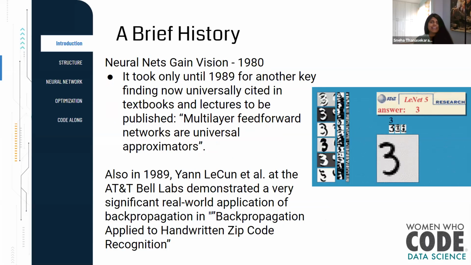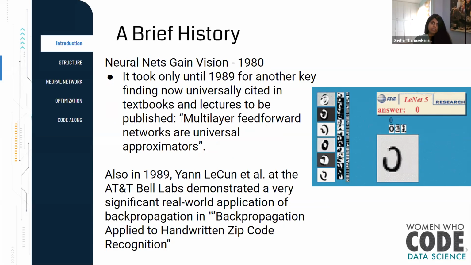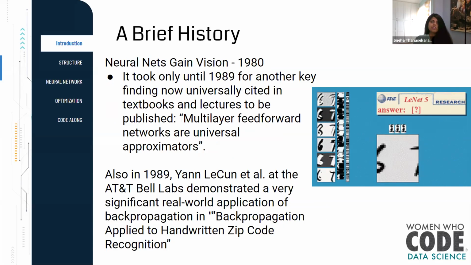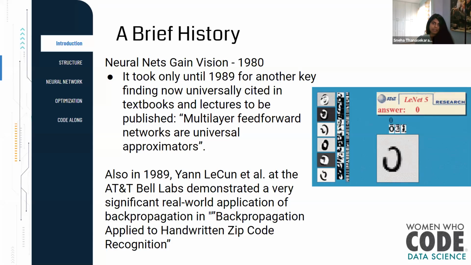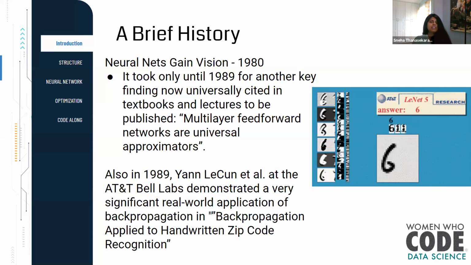Again, around 1980 is when multi-layer neural networks were uncovered, and the topic was once again hot in the market. This is where the potential of a neural network was slowly discovered. In 1989, AT&T Bell Labs demonstrated a very significant real-world application of backpropagation to analyze handwritten zip codes. This sparked so much interest, and this is a project that still has so much value. And if you're a beginner, it is an important project to have in your portfolio.